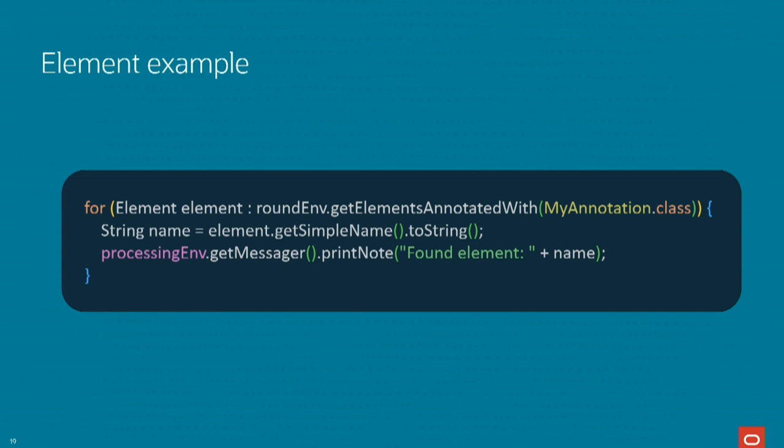For example, if you would like to get all the classes annotated with the custom annotation we have created before, we could use a round environment and call the method getElementsAnnotatedWith. Then we would specify the annotation we would like to find all elements with, and it will return to us a collection of those elements. Then we will go through them, and for example, I just did very simple logic here, which gets the name of the element itself and prints it out with the messenger I have described a few slides before. Right, so this is how you work with elements.